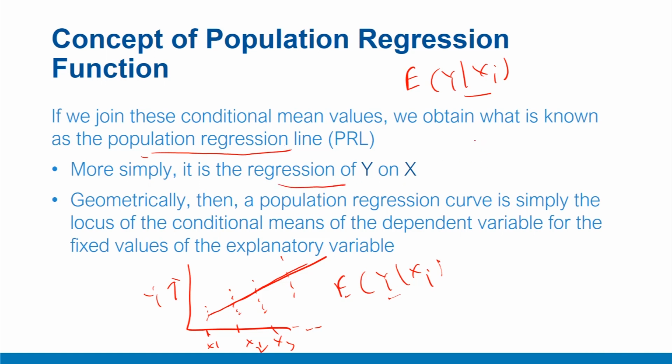When we join these conditional means, what we obtain is called the population regression line, which is essentially the regression of Y on X. Now, a population regression curve is simply the locus of these conditional means of the dependent variable, which is Y, for the fixed or given values of the explanatory variable, which is X here. So this is the basic concept of the population regression function.